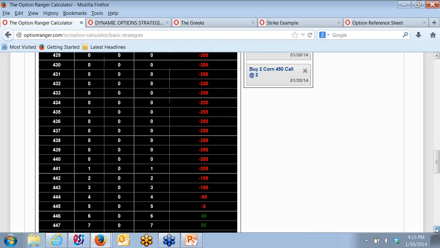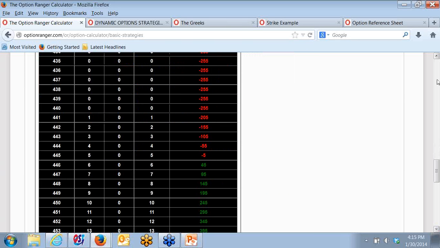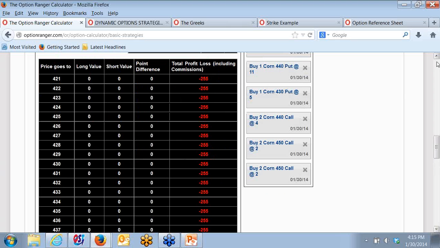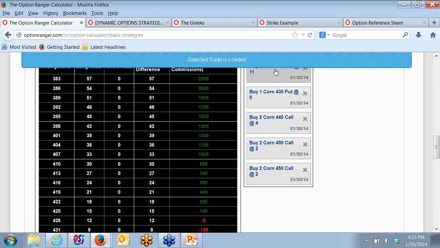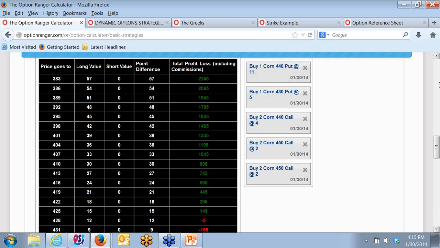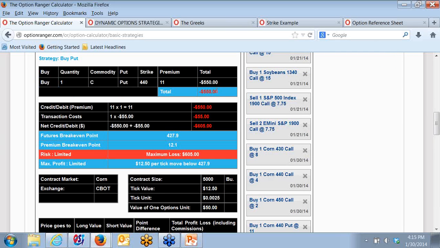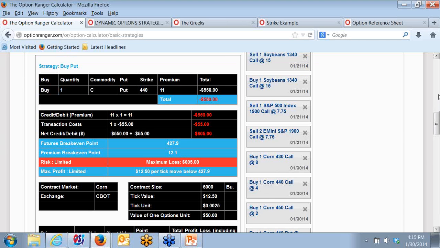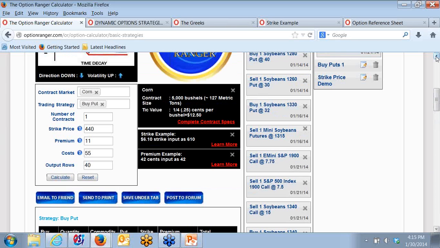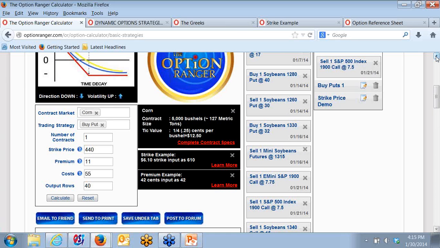Now let's very quickly, in the class of puts, do some examples, and let's go ahead and look at buying a corn 440 put. As you can see here, let me go back to the top where the trade is calculated. The cost, including commissions, would be $550. Again, when you look at the profit and loss graph, now it's buying a put, so it looks a little bit different. It's flipped from the long call.